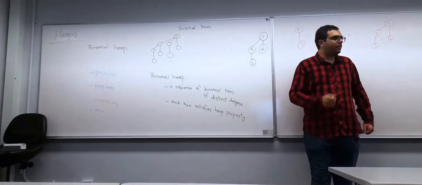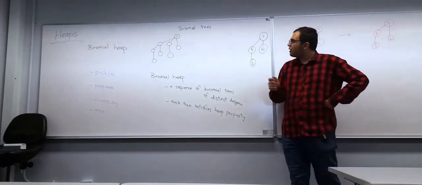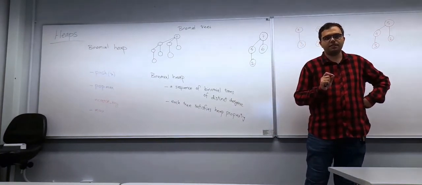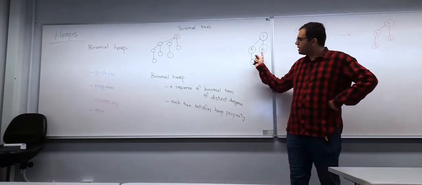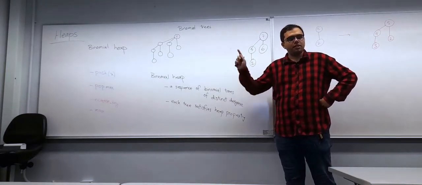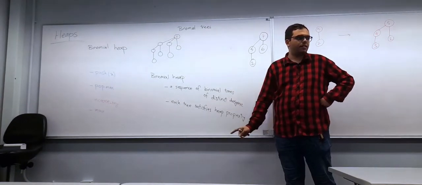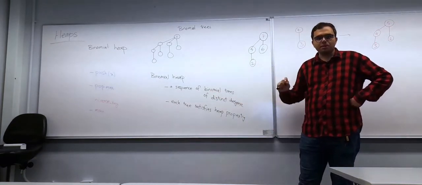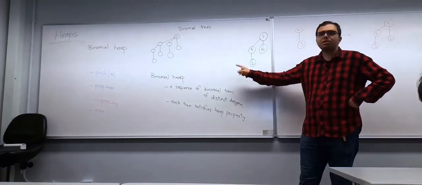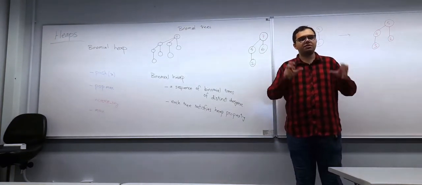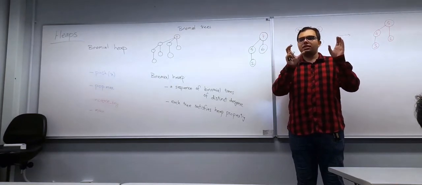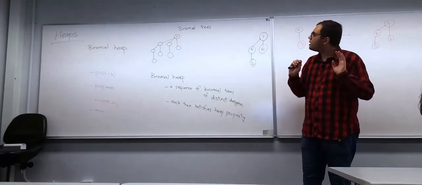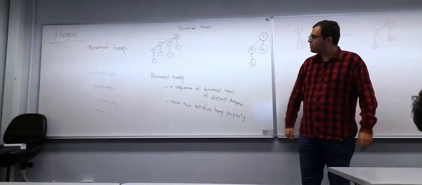Log n, yes. Why? Because we said that if we have a binomial tree of degree k, then it has 2 to the power of k elements in it. So no matter what the sequence of degrees of my binomial trees is, the largest degree is going to be at most log n. And because the largest degree is at most log n, I have to do at most log n merge operations. And every merge operation takes constant time, because a merge operation is just that you take 2 roots, you see which one is larger, and then you make the smaller one a child of the larger one. So that's constant time. So my push is going to take log n time.